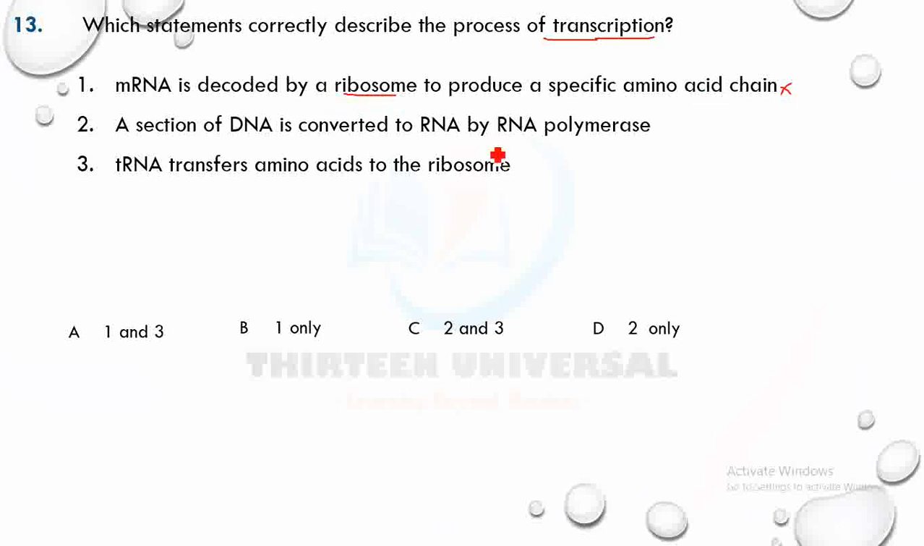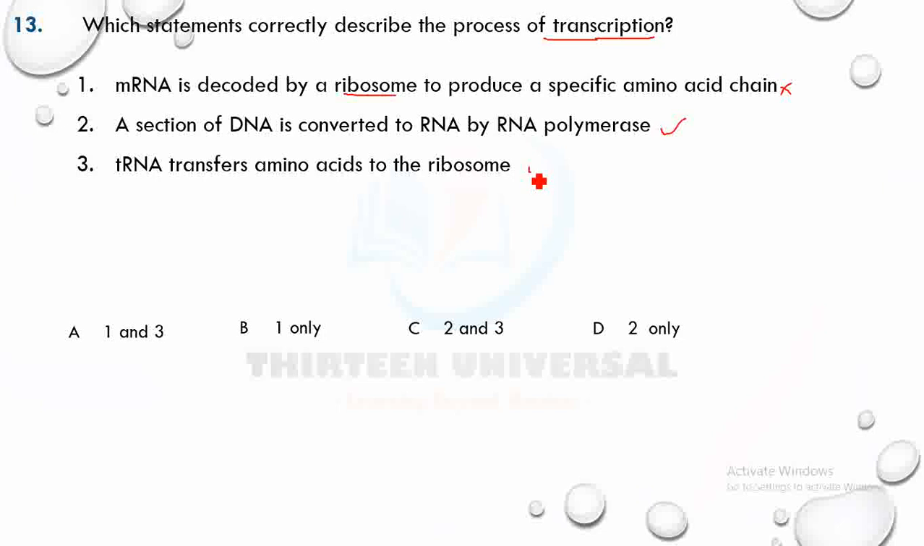So this is wrong. Number 2 says a section of DNA is converted to RNA by RNA polymerase. That's it. That section is called a gene. That's what happens in transcription. Gene is copied and converted to mRNA. Now the third one says tRNA transfers amino acids to ribosome. tRNA carries amino acids to ribosome, so that there can be arrangement, right?